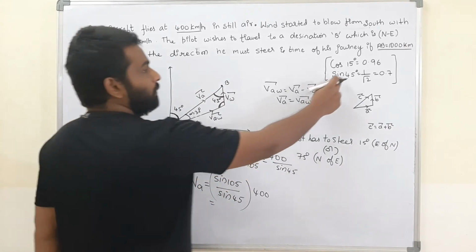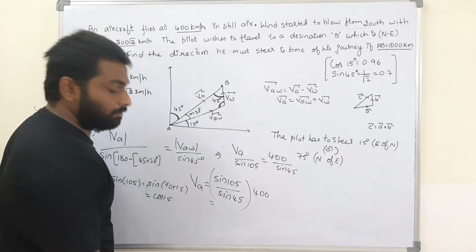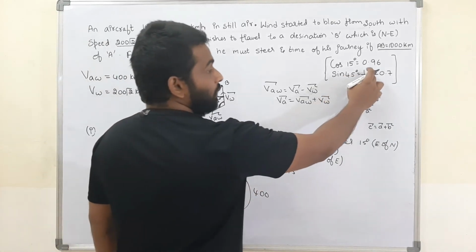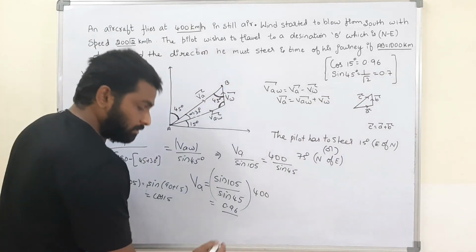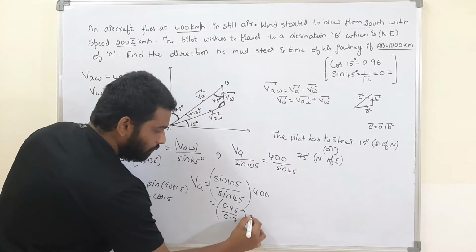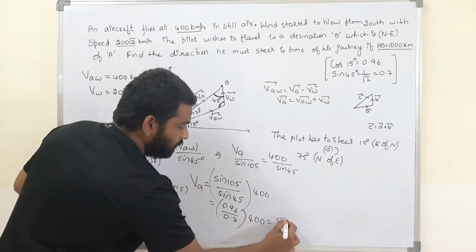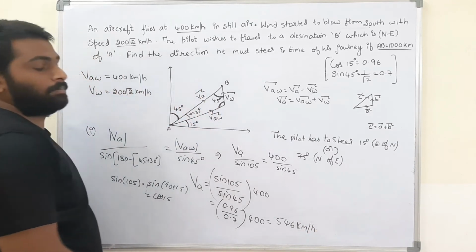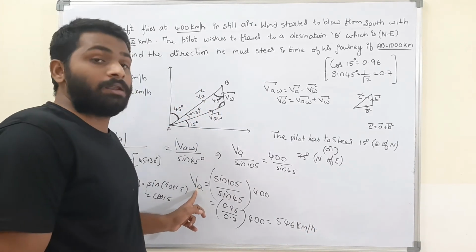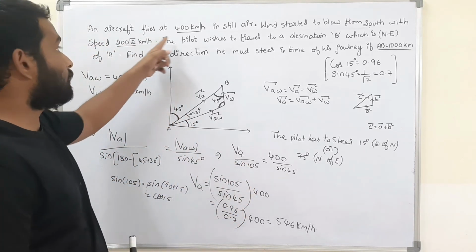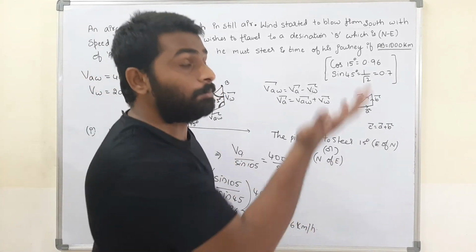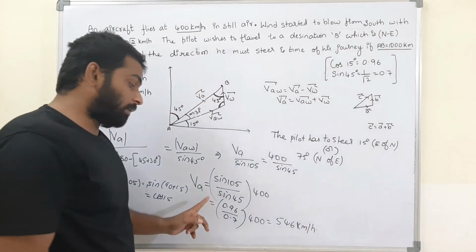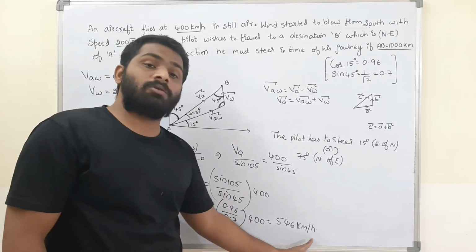So what is the value of cos 15? They gave in the question 0.96. And what is the value of sine 45? That is 1 by root 2. That is nothing but 0.96 into 1.41 into 400, which is nearly 546 km per hour. That is the speed of the aircraft. The aircraft is moving with 400 only, but the wind is giving it extra velocity. Therefore, the resultant velocity of the aircraft is 546 km per hour.